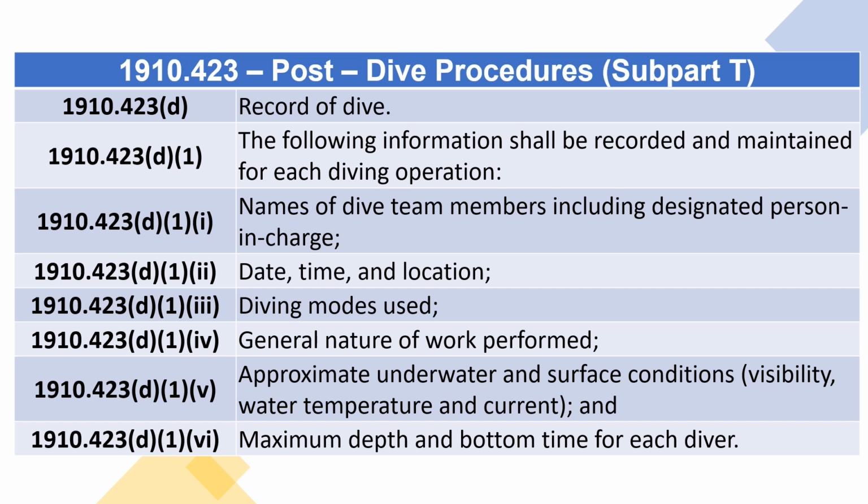1910.423 (d) Record of dive. (d)(1) The following information shall be recorded and maintained for each diving operation, (d)(1)(i) through (d)(1)(vi): Names of dive team members including designated person in charge, date, time, and location, diving modes used, general nature of work performed, approximate underwater and surface conditions, visibility, water temperature and current, and maximum depth and bottom time for each diver.